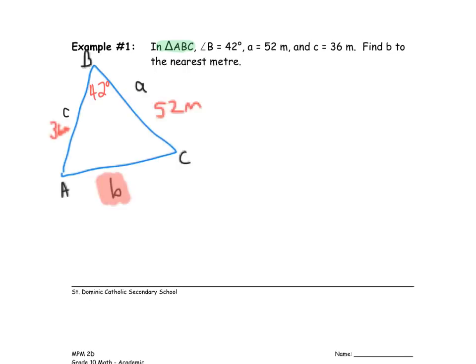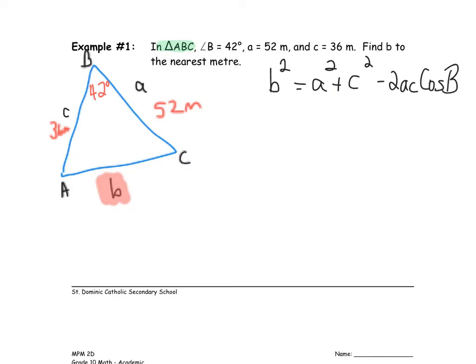Alright, so there's my labeled triangle. I find it helpful to label all of the vertices and the sides just to keep in mind what all of my knowns are. So now I'm asked to find b, and if I'm going to find b, then I'm going to write my law of cosines out with respect to side b. So let me just do that. So I know that side b squared is going to be equal to side a squared plus side c squared minus 2ac times the cosine of angle B.